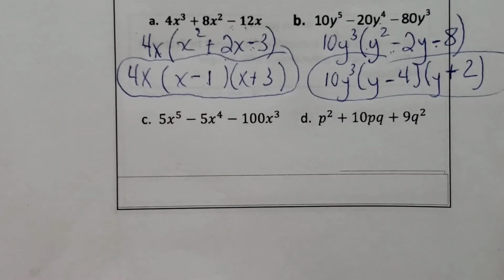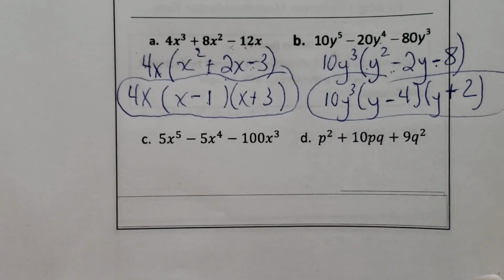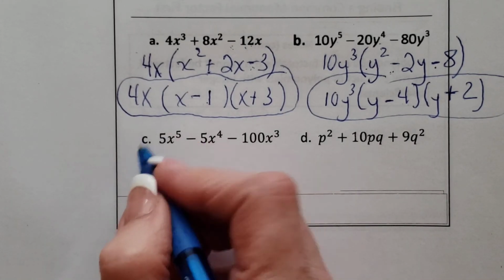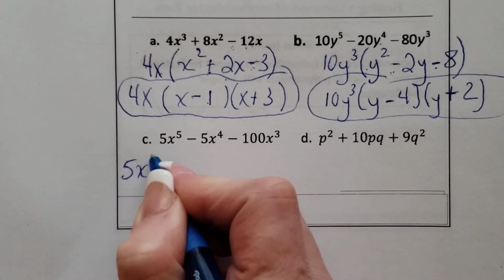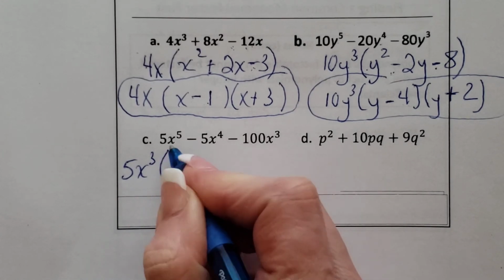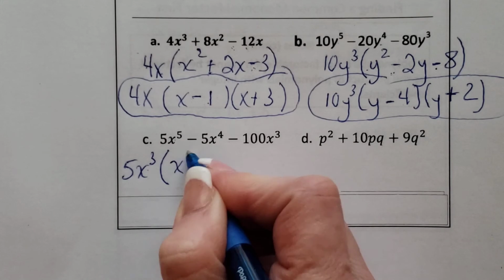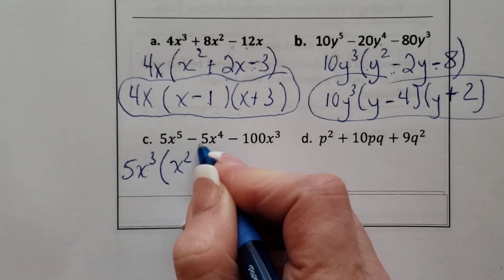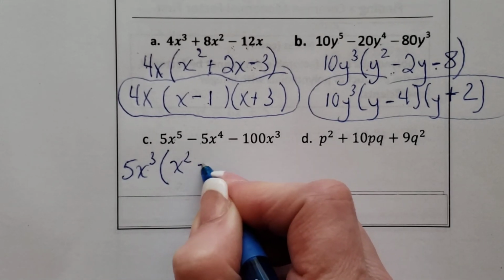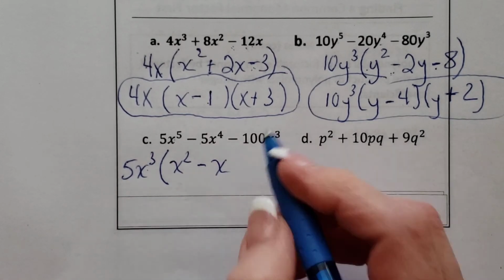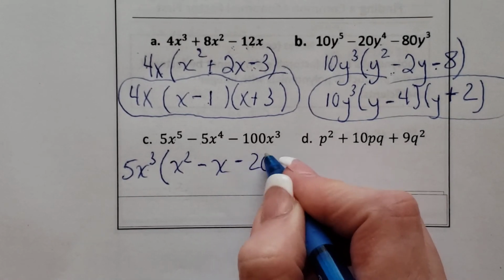All right, letter C. I'm almost out of time, but let me try to get these done. The least common multiple is 5x to the third. So 5x to the third taken out of 5x to the fifth is x squared. -5 divided by 5 is -1x. -100 divided by 5 is -20.